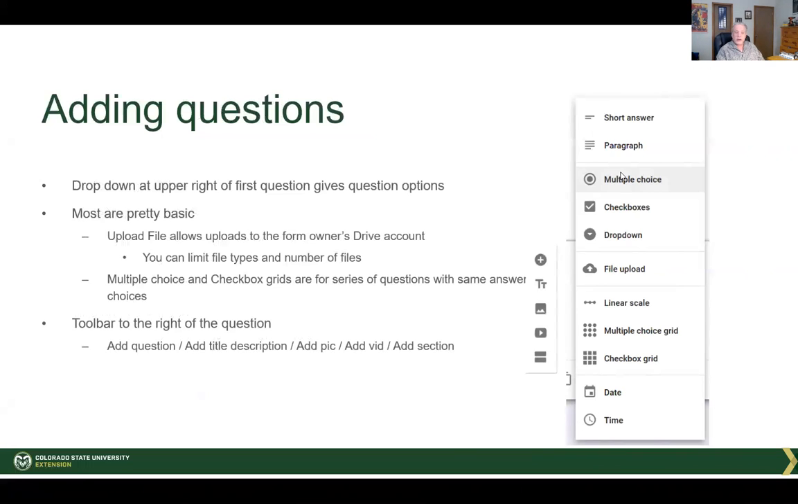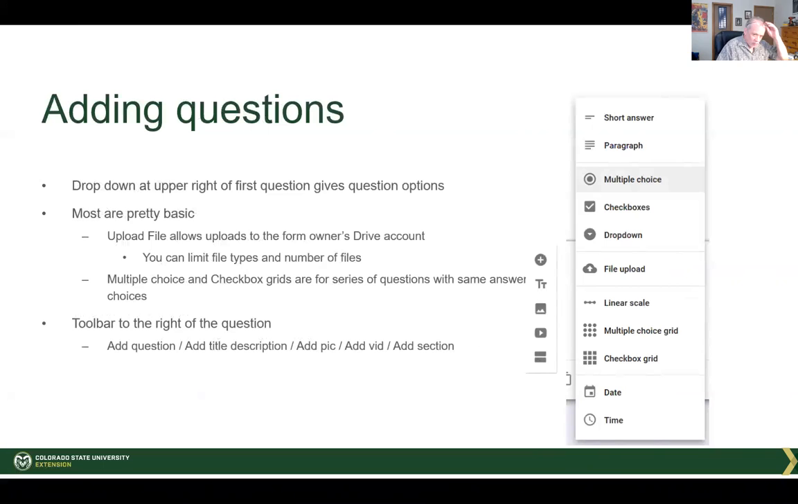Now, to the right of all your questions, whether you have this question type drop down up or not, is this smaller toolbar here. The plus adds a question. These T's add a title description. This icon adds a picture. This icon adds a video. You can use a YouTube URL for the video. And then this final one here is adding a section. And we'll be working with quite a few sections today.